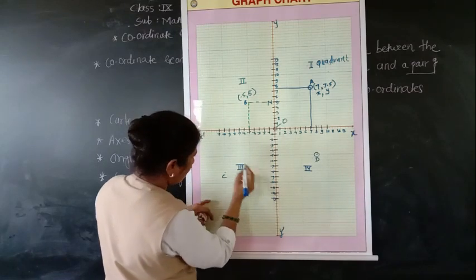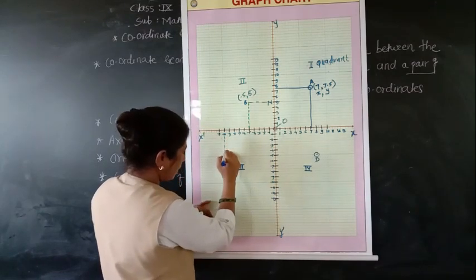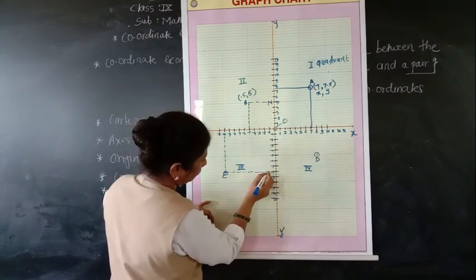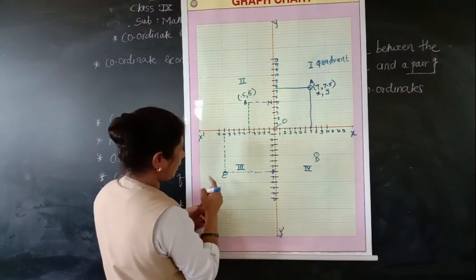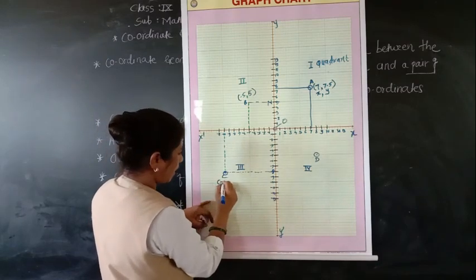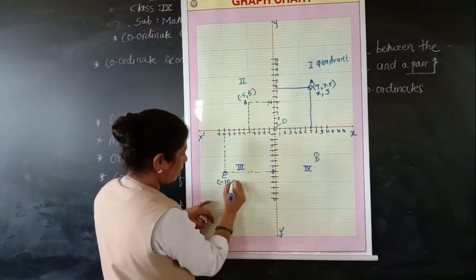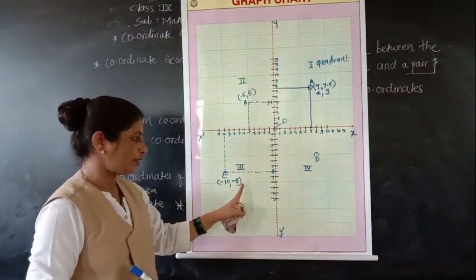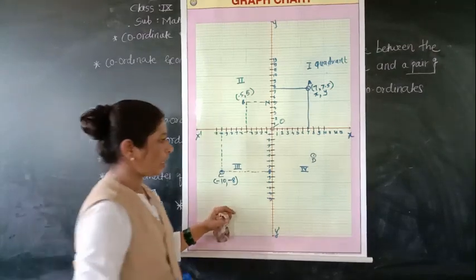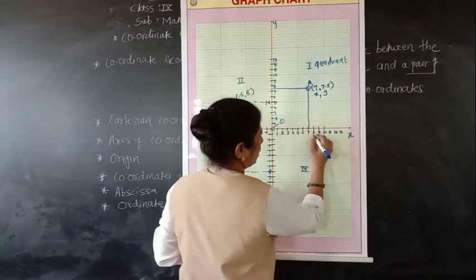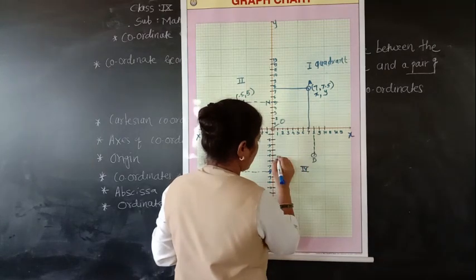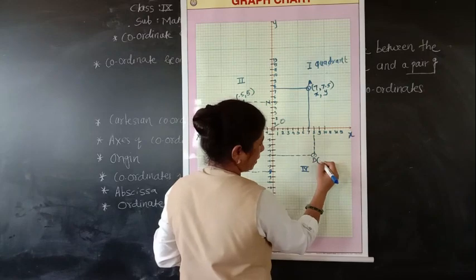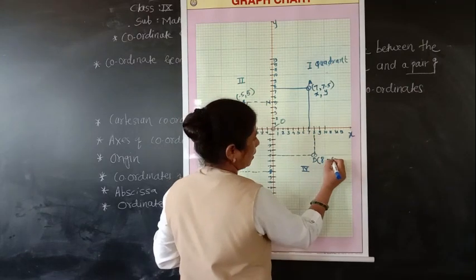Then for C, this is 8 here and -10 here. So C has the coordinates -10, -8. First we have to write the x axis value and then the y axis value. Understood? Now the next point, D. We will draw the dotted line. The x value of D is 8 and the y value is -5.